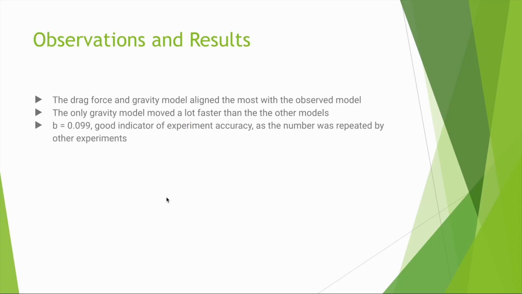Results for this project. So the drag force and gravity model align the most with the observed model. So we can look at it and determine that the observed model does involve the drag force and gravity, whereas the gravity model moved a lot faster than the other models and diverged away. And so the b, or the constant of proportionality for the drag force, was 0.099, which is a good indicator of the accuracy of our experiment, as the number was repeated by other experiments.